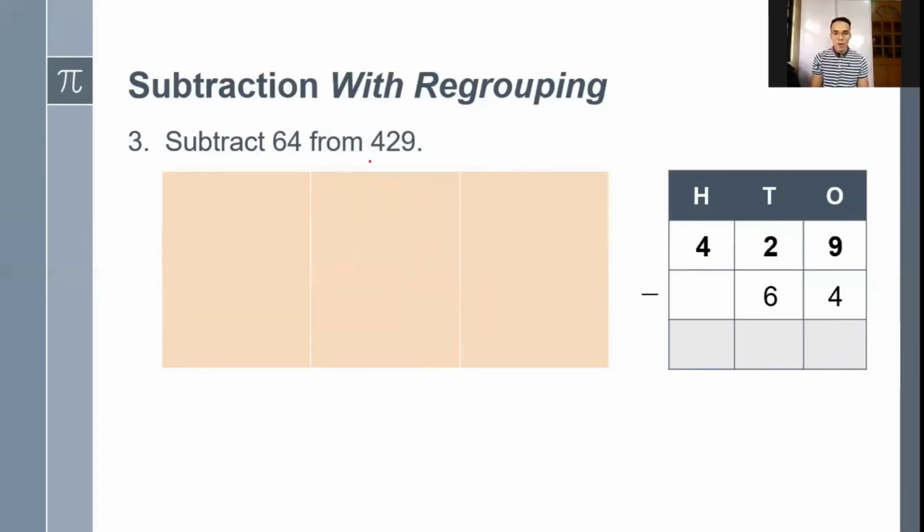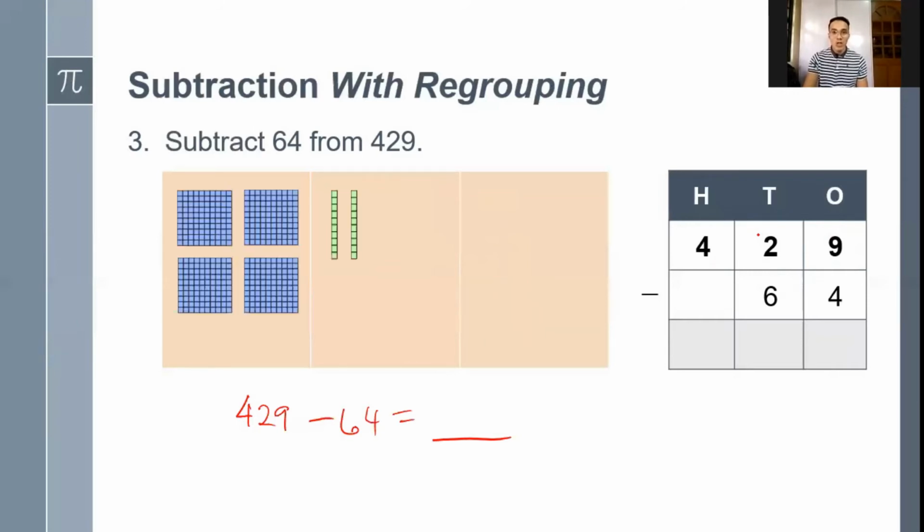Number 3. Subtract 64 from 429, or 429 minus 64 equals blank. So first, we have to write these numbers in the place value chart. Make sure to write these numbers properly in the place value chart. And we're going to use the base 10 blocks to represent the number 429. In this number, there are 4 hundreds, 2 tens, and 9 ones.